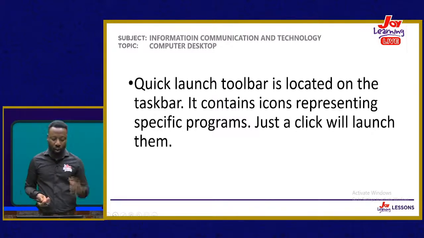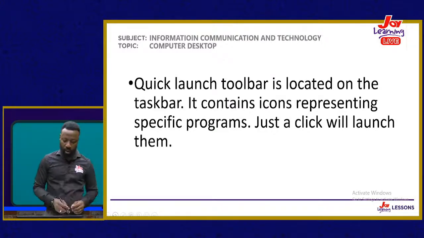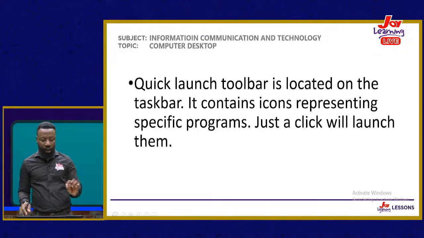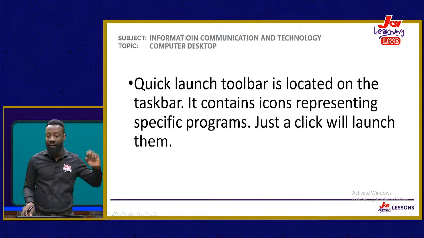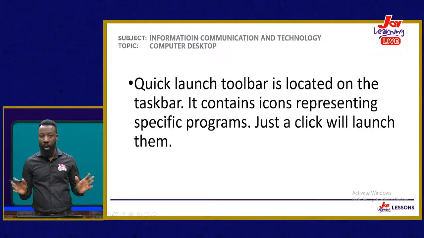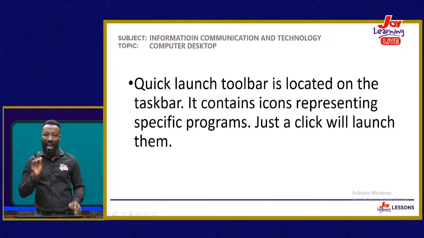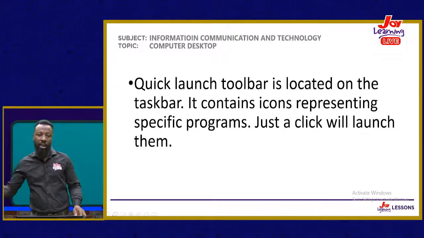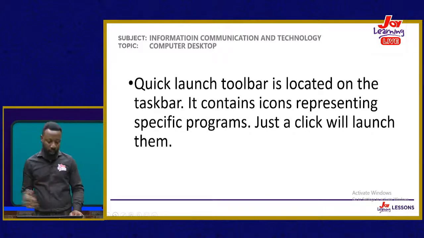Now, we have what you call the quick launch toolbar. The quick launch toolbar is located on the taskbar. It contains icons representing specific programs. So with just a click on them, they open. You don't need to double click or right click to open. You just click on them, then it launches the program for you. So that is what the quick launch toolbar does.